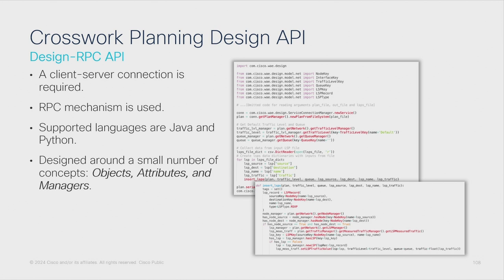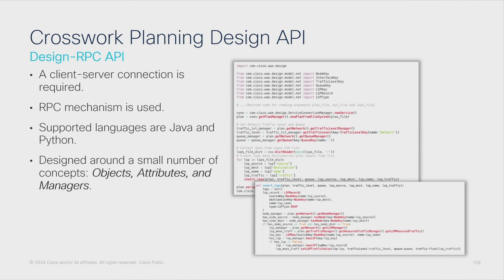On the right side, we have a code snippet of a Python script using this RPC API. The first important step is that we need to import the design library, which in this case is com.cisco.wae.design. Then a good practice is that we also import the respective classes and data types that we will use with this API in my Python script. Next, the second important point is that we need to establish the connection, and we do so using the service connection manager. Then once the connection is established, we can access and read the plan file using the plan manager.